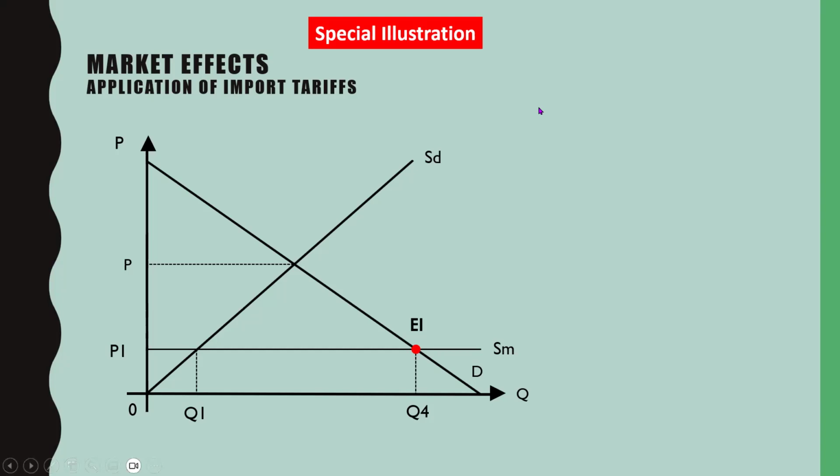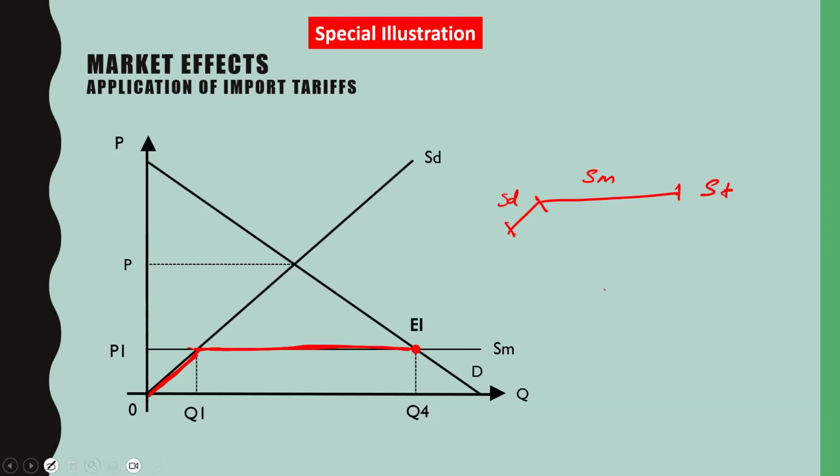The total supply curve has a very unique shape. It has an upward sloping part, the domestic supply. Then it has a parallel path like this. The general shape is this. This is the total supply curve. This is domestically supplied. This is imported supply. That's how it's made up.